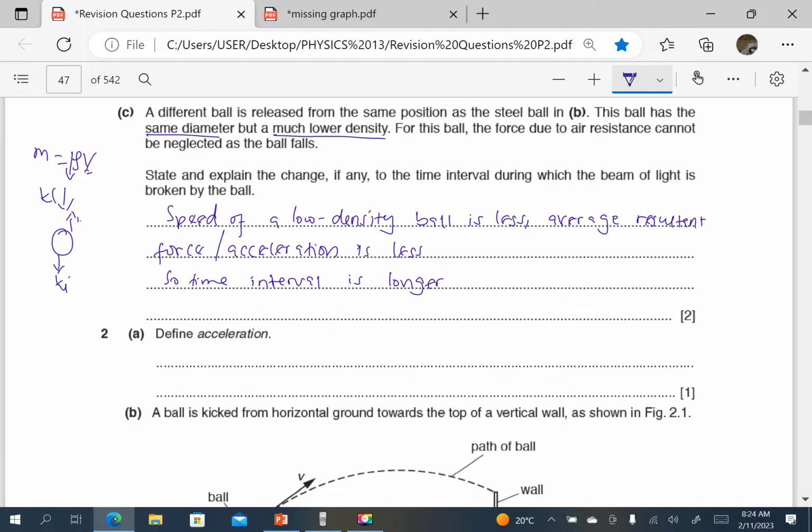Define acceleration. We now know that acceleration is the rate of change of velocity.